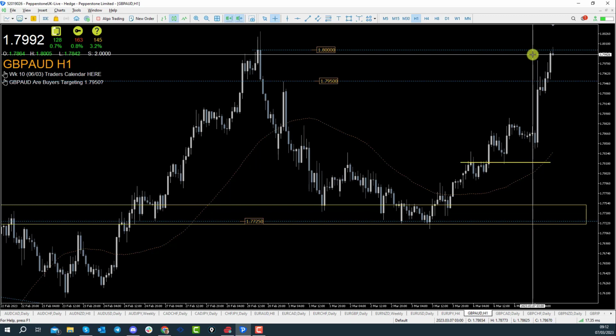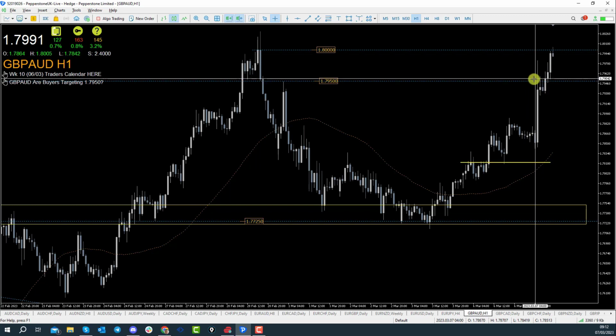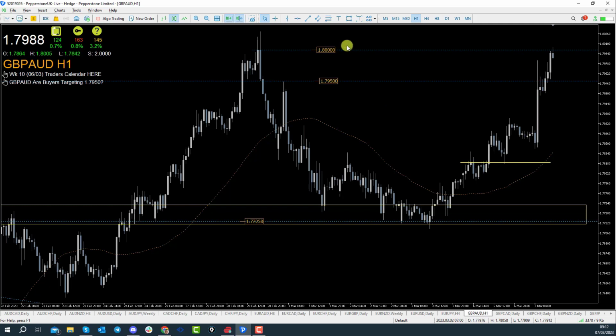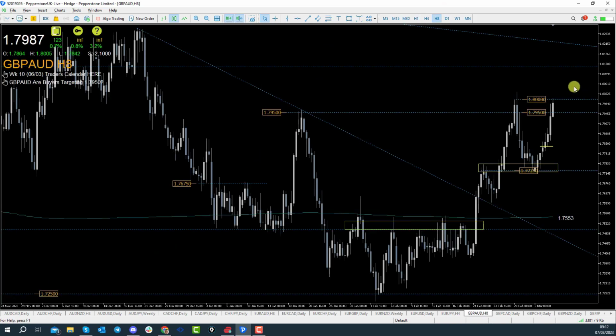This large candle here, which hit our first targets, was all down to the RBA rate announcement last night, and they hiked rates as expected by 25 basis points. So that was the move here. 1.80 is being rejected at the moment. However, like I said, pound has fallen off the tables at the moment, so I'd be waiting for some kind of development here before looking for another opportunity.